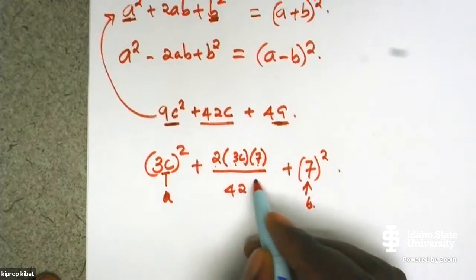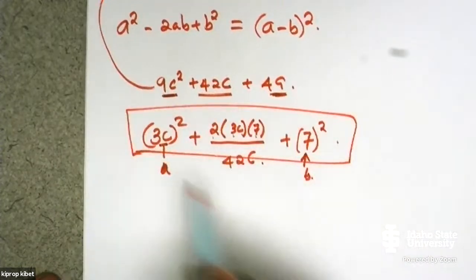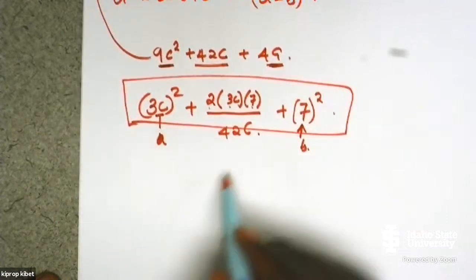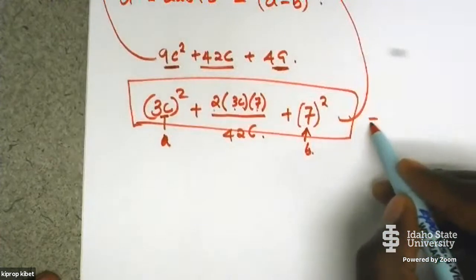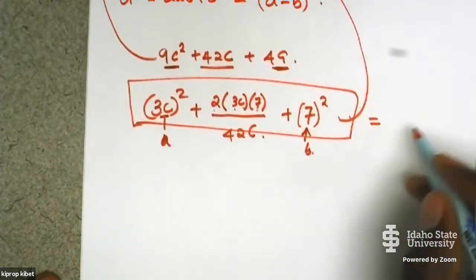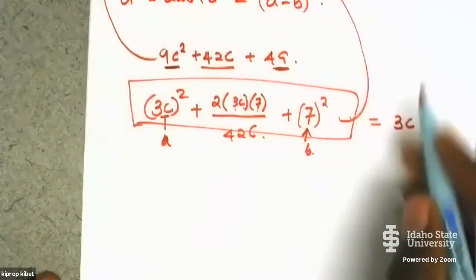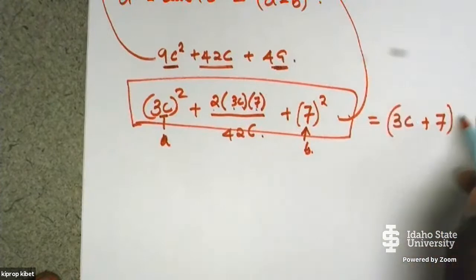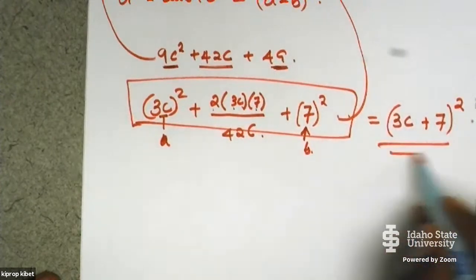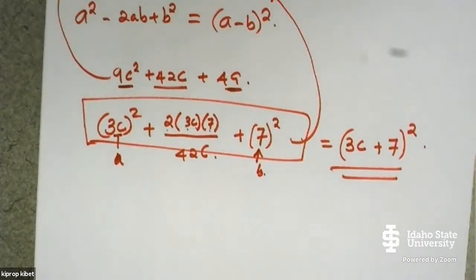Therefore, this one is our perfect square trinomial. So it will be equal to, now our A is 3c, and because this one is plus, it will be plus. Our B is 7, and then we square it. So it is similar.